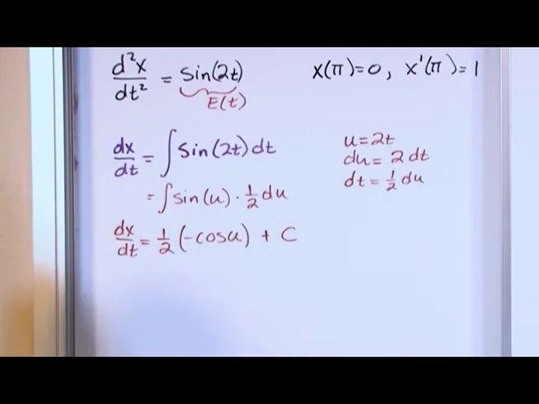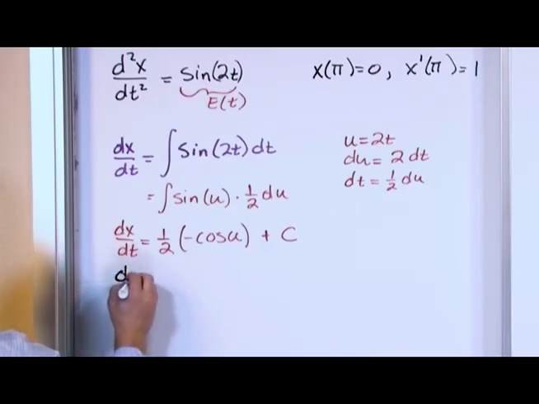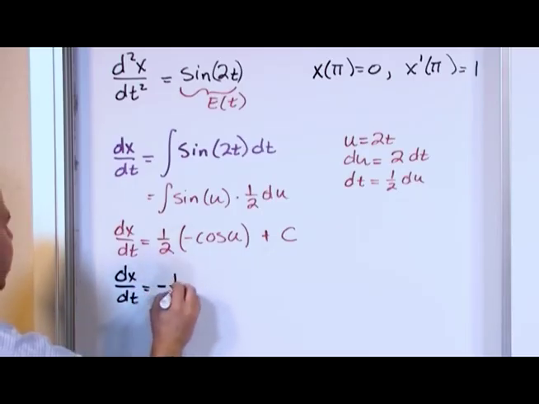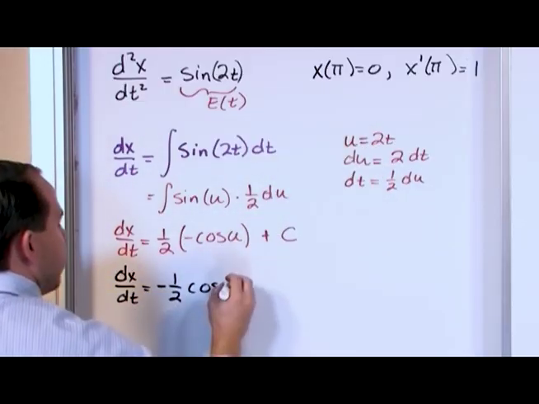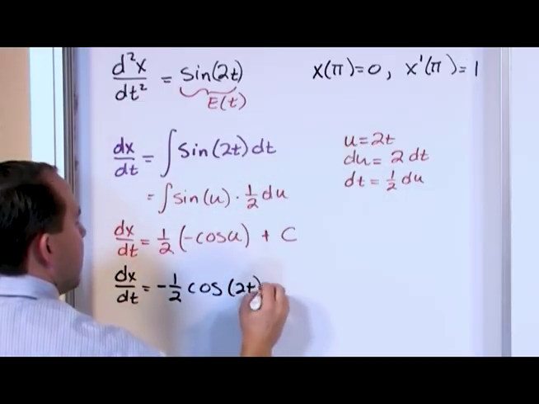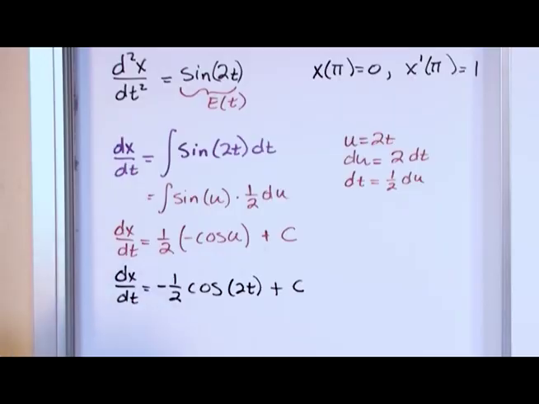All right, now let's finish it off. We'll go ahead and finish it off by saying dx/dt is equal to, we'll take the negative and stick it out in front of the 1/2, cosine of u, which is 2t, plus some constant of integration.